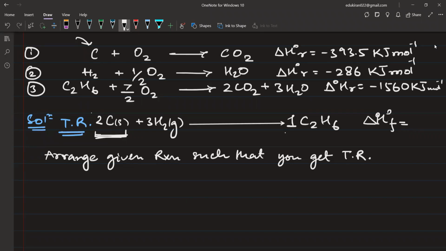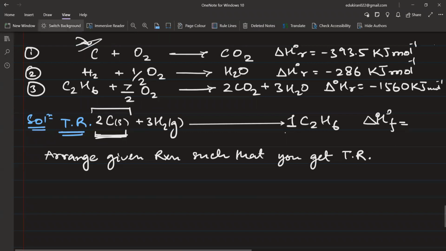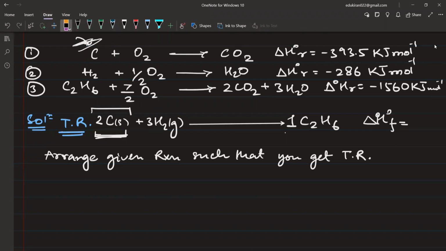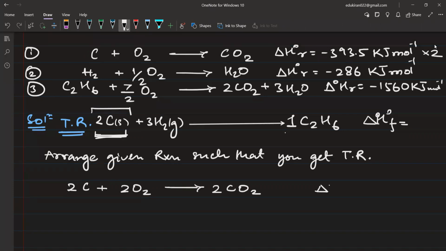But please see, we need 2 moles of carbon. And how many moles of carbon is in the given reaction? Tell me guys, how many moles of carbon is in the given reaction? 1. तो आप क्या कीजिएगा, इस पूरे इक्वेशन को 2 से मल्टीप्लाई कीजिएगा एंड देन यू विल राइट इट लाइक दिस. 2 carbon plus 2 O2 gives you 2 moles of CO2 and the delta H naught for this reaction will be equal to 2 into minus 393.5.